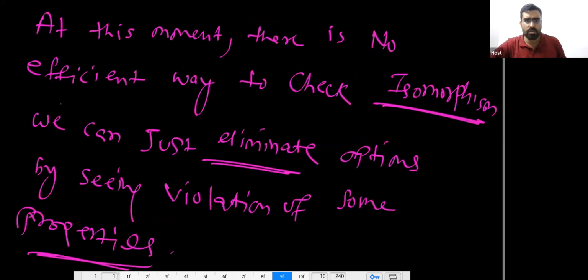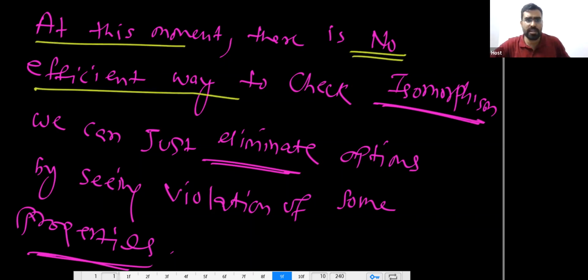Next. Remember, as I told you, this graph isomorphism problem is an NP intermediate problem. In your GATE syllabus, you don't have NP hard, NP complete, NP intermediate. These complexity classes you don't have in the GATE syllabus, so you don't have to worry about it. I just want to tell you that at this moment in this world, no one has an efficient way of checking isomorphism. If you want to check isomorphism, there is no efficient way.